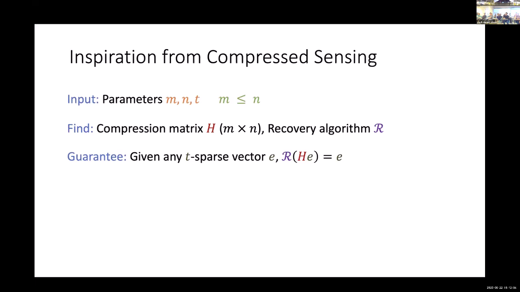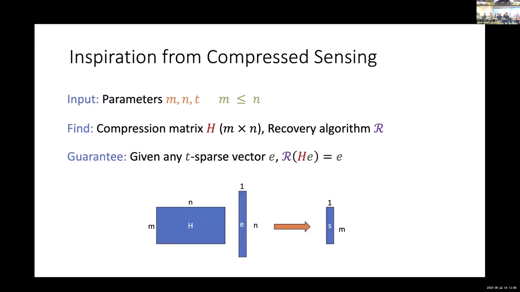Okay, so that's what compressed sensing is, and what we care about is some kind of fine-grained version of this. So we'll see in a second. Again, I take some compression matrix. It takes a sparse vector E, and it compresses it to a dense vector S of smaller dimension. And then my recovery algorithm can extract E from S. That's what compressed sensing promises. That's the promise of a compressed sensing scheme. So we could design a nice compressed sensing scheme.